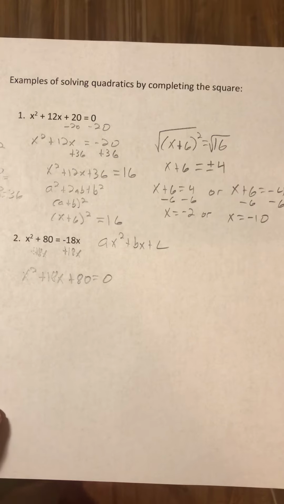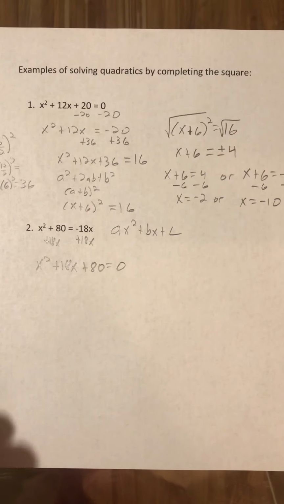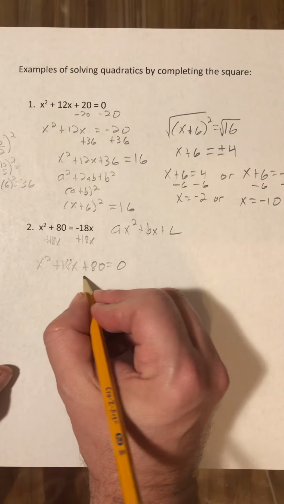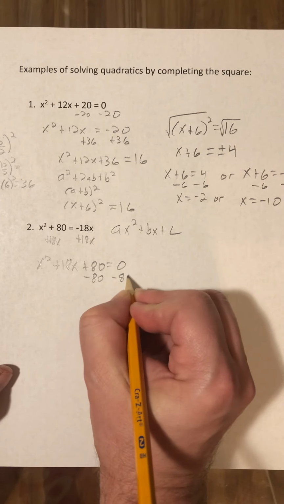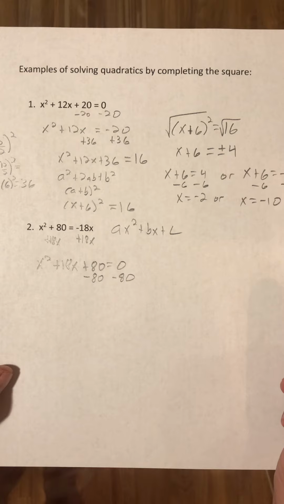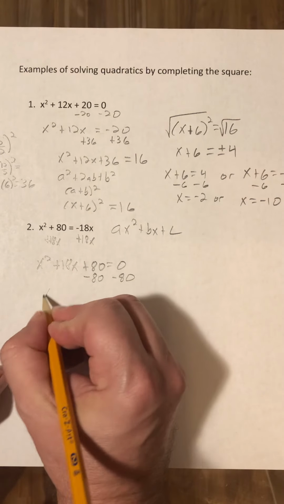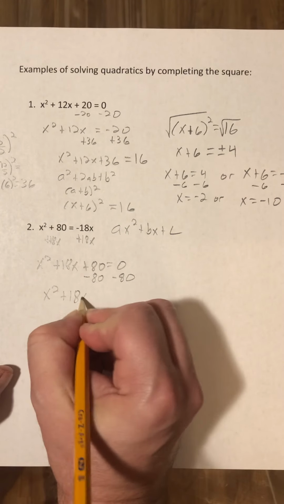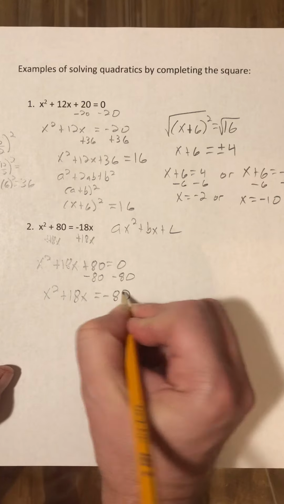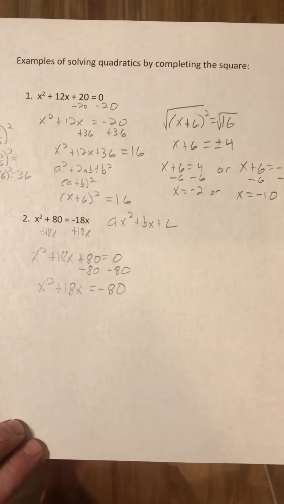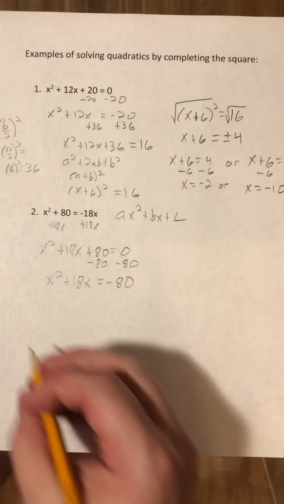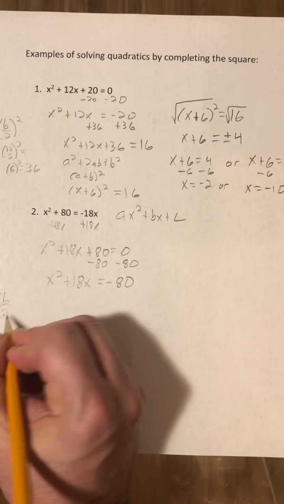And if I look at that, I realize I don't have a perfect square trinomial. Okay, so now I need to move that c term, which is 80, to the other side and find a new c term that's going to complete my square. So I've got x squared plus 18x equals negative 80. All right, so what I need to do now is do the b over 2 squared.